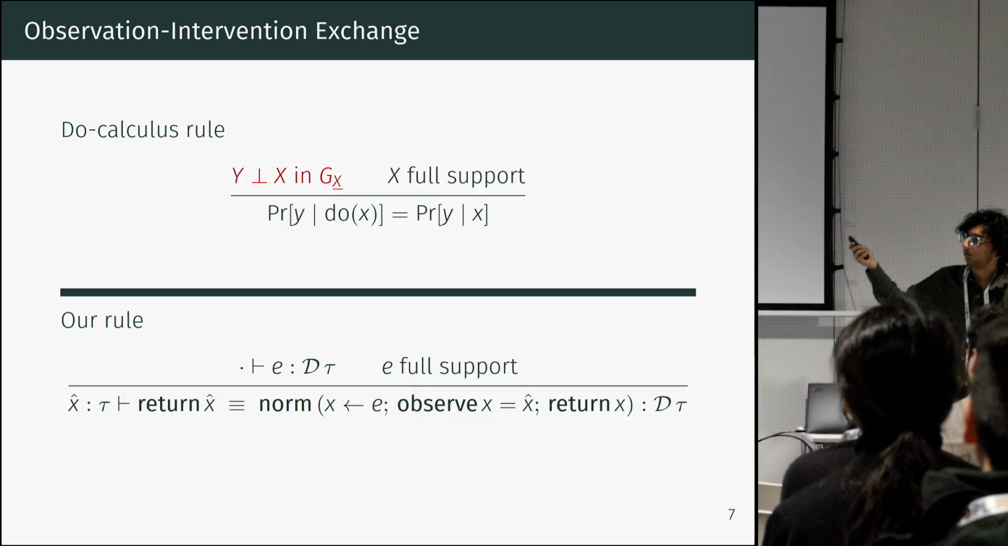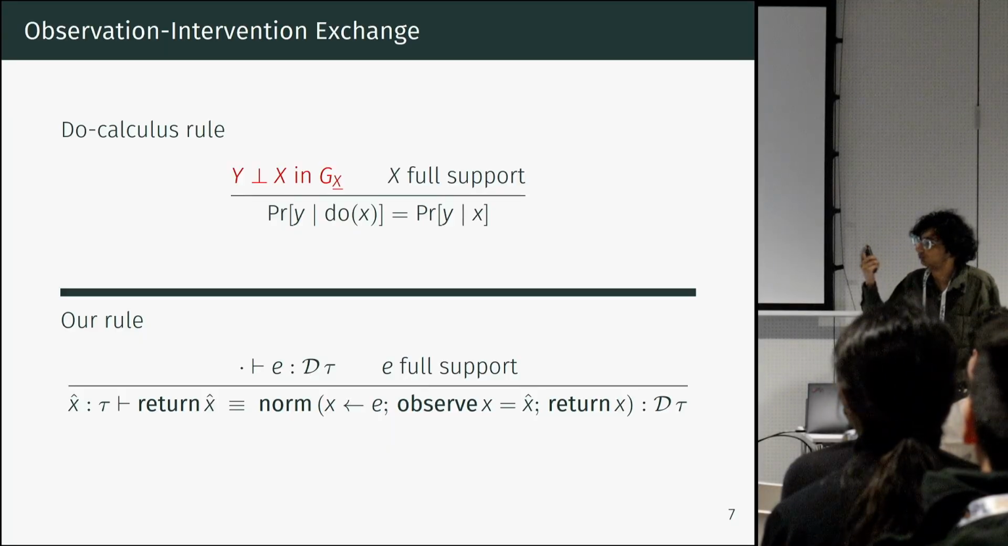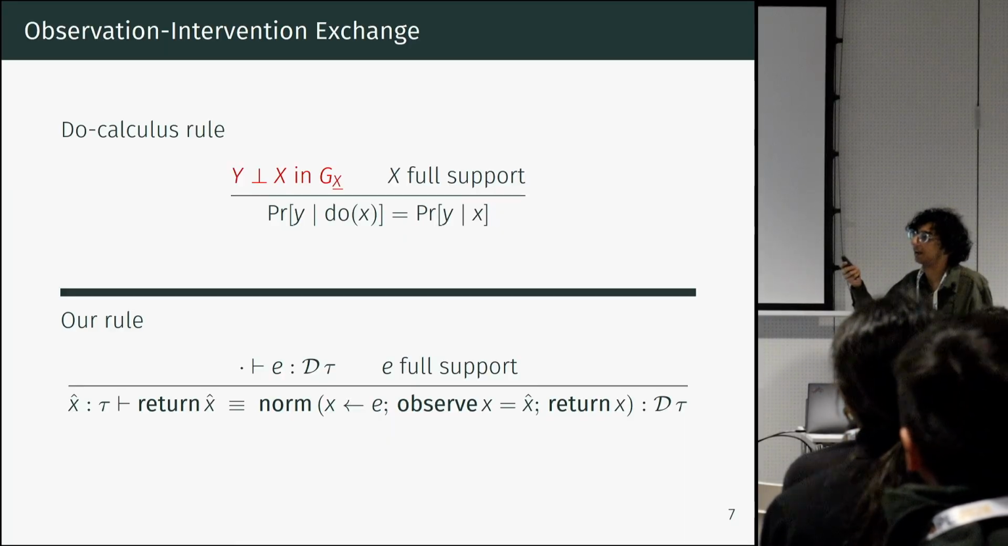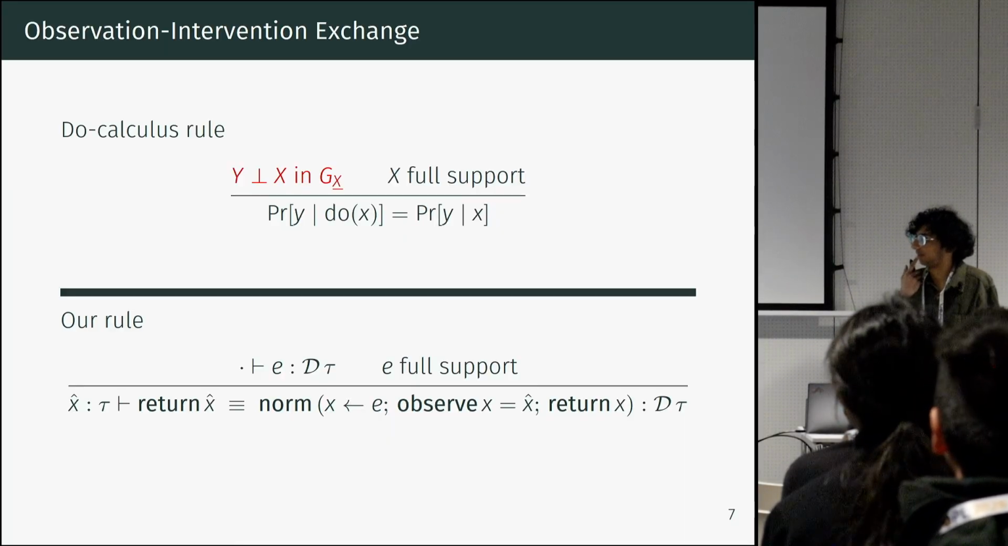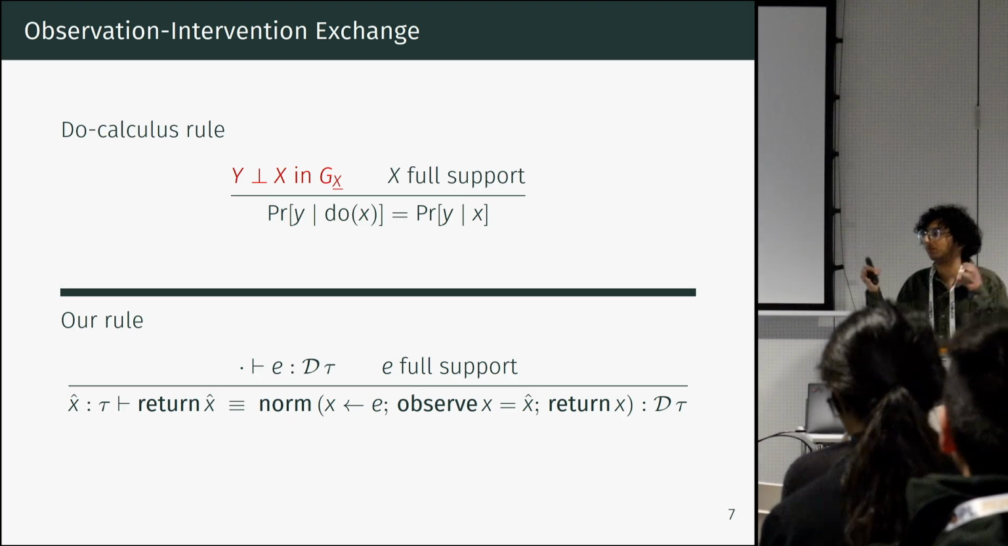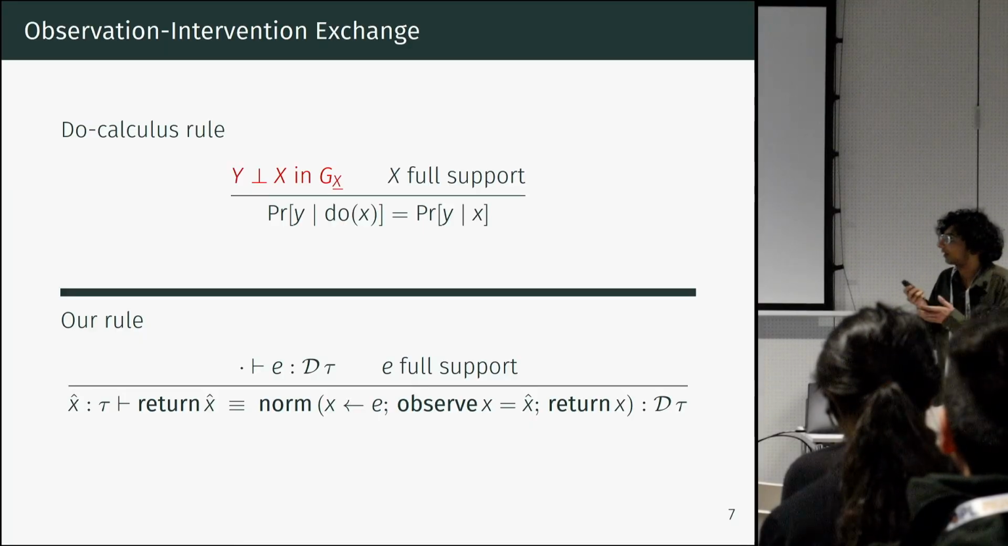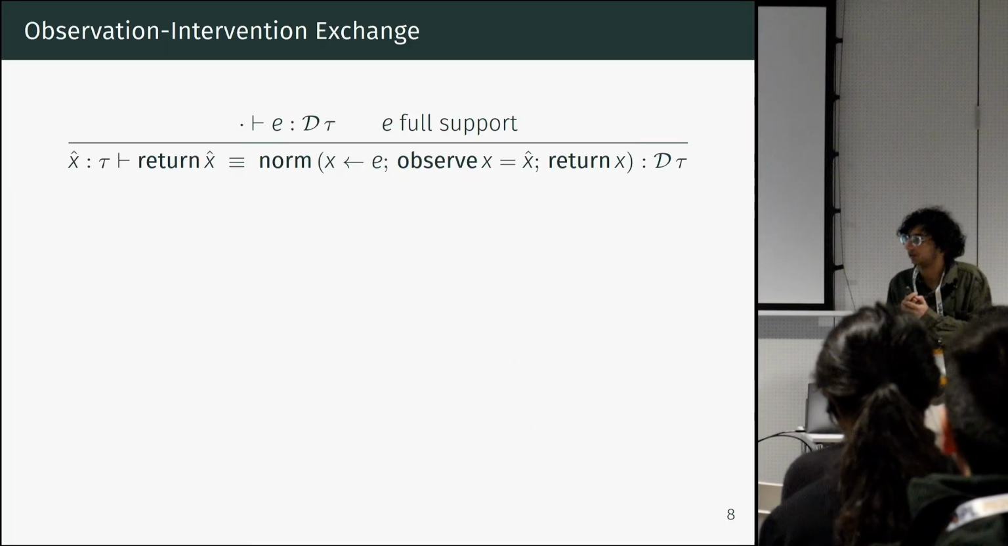There's another sense in which our rule is more local, which is that the Due calculus rule has this global independence criterion as a premise. So this is that y is independent from x in the full global model. So that's what the Due calculus rule looks like. Let's talk a little bit more about what our rule is.